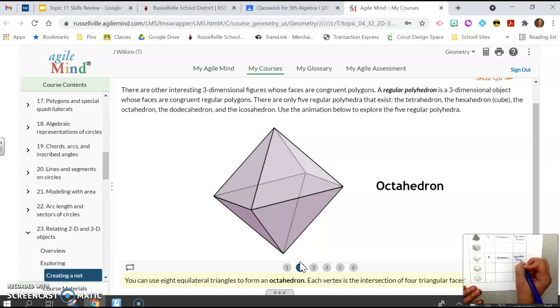So we have 8 congruent equilateral triangles that make up this figure. So you've got 4 here, and then you have 4 on the bottom, and they're just kind of put together. We don't look at this because this is not a face, even though that's a rectangle. That's a cross section. That's not a face.